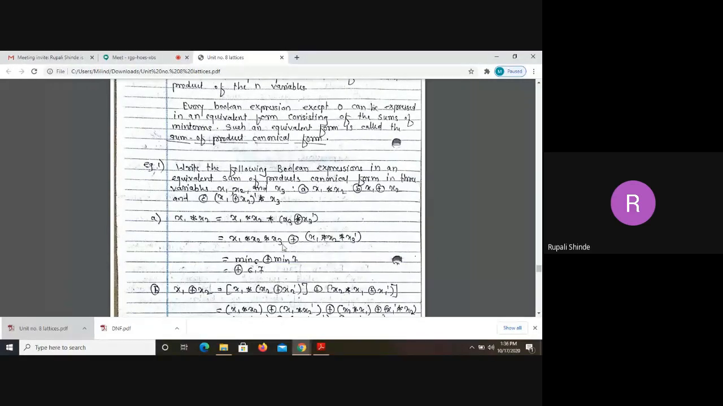So for the first term we got the values 111. Now convert this into a decimal number. These values are in binary format, so we have to convert them into decimal format. So 111 means what? 7. And 110 means what? 6. So those are written here.